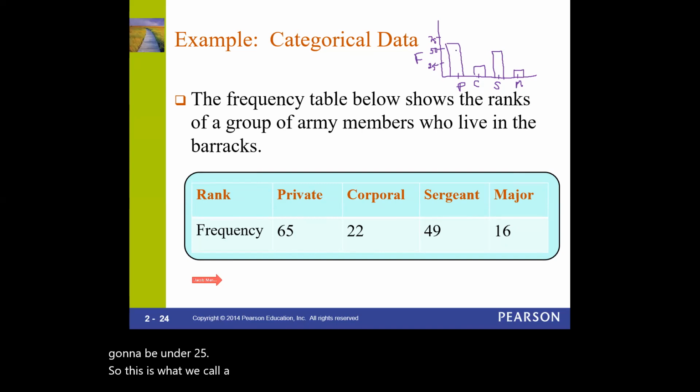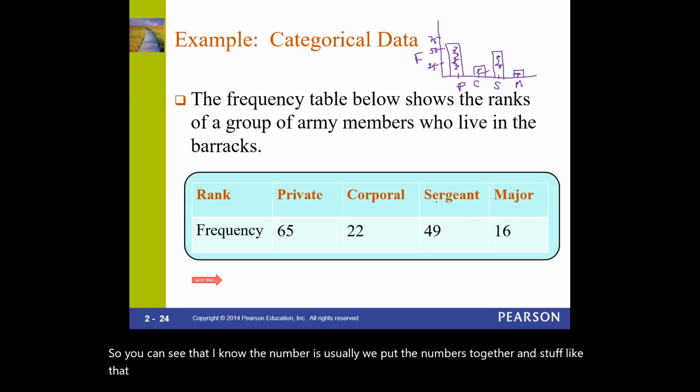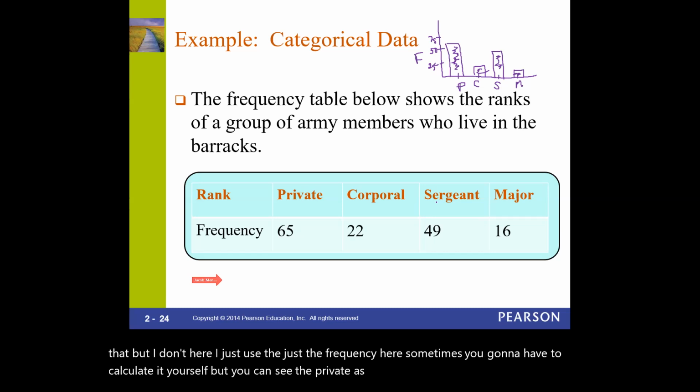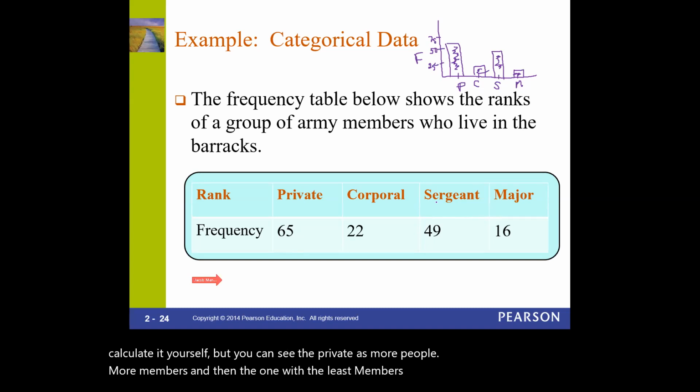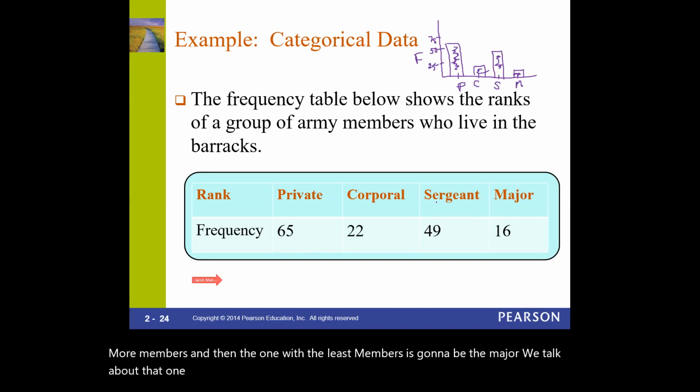It gives you an idea of the data set. Okay, so it looks simple. I know usually we put the numbers together and stuff like that, but here I just use the frequency. Sometimes you're going to have to calculate it yourself, but you can see the private has more members, and the one with the least members is going to be the major. We talked about that one before, about the bar graph.